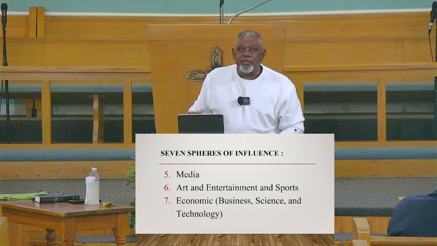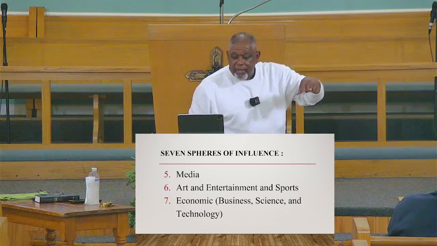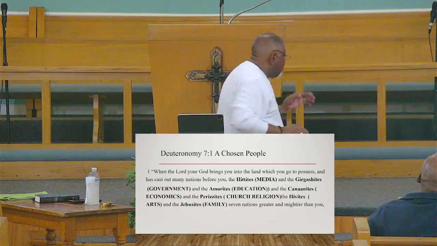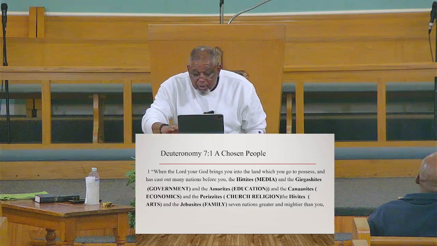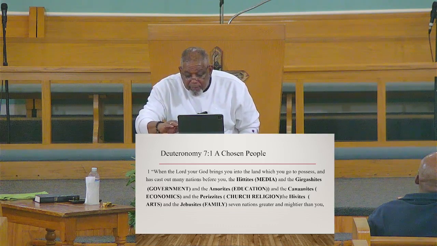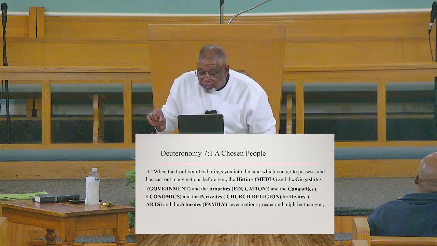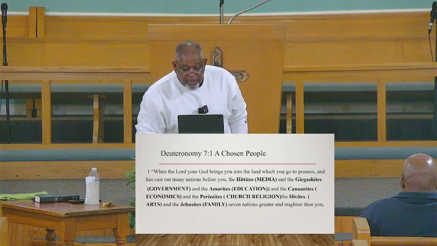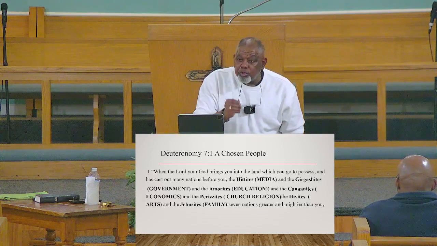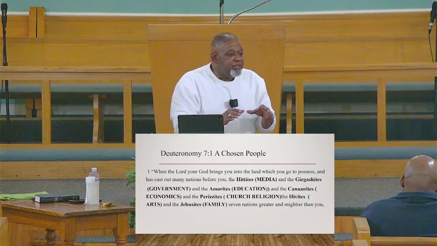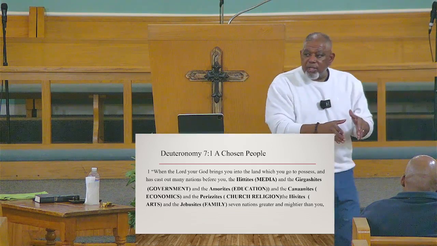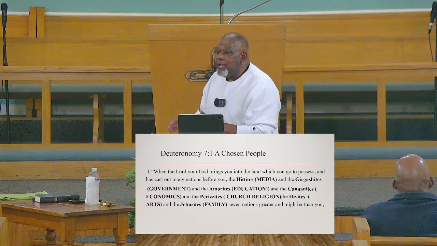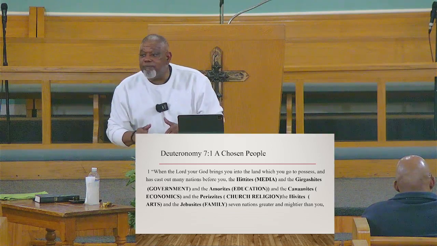Let me show you why I'm talking about this. Go to Deuteronomy. Go to the next slide. Look what it says. While y'all look at that one, if you got your Bible, look up Deuteronomy chapter 7, and let's look at verses 1 through 3. Now, we just got verse 1 up there, and this is where a lot of these seven spheres come from, these seven nations that God told them to drive out of the land and to utterly destroy them so that they would not have a negative influence on the children of God.